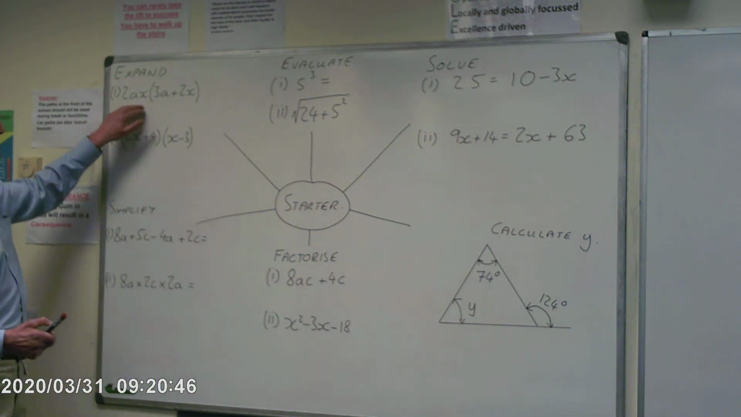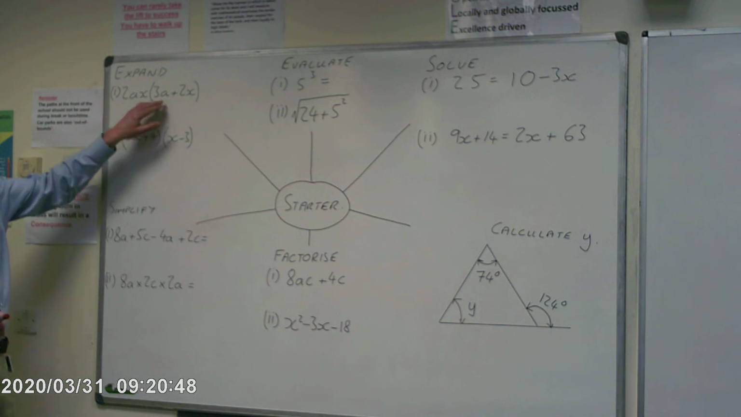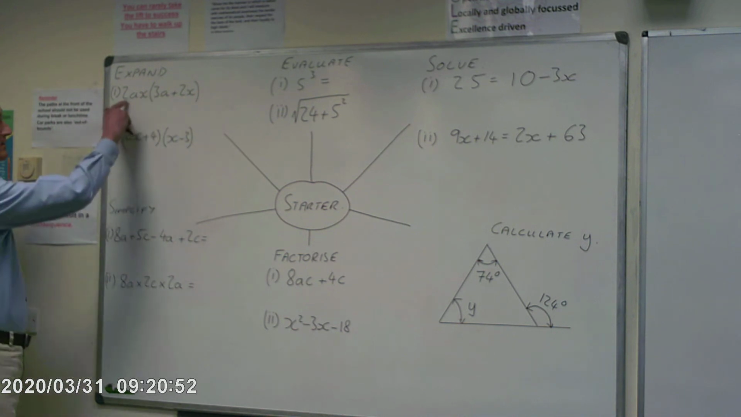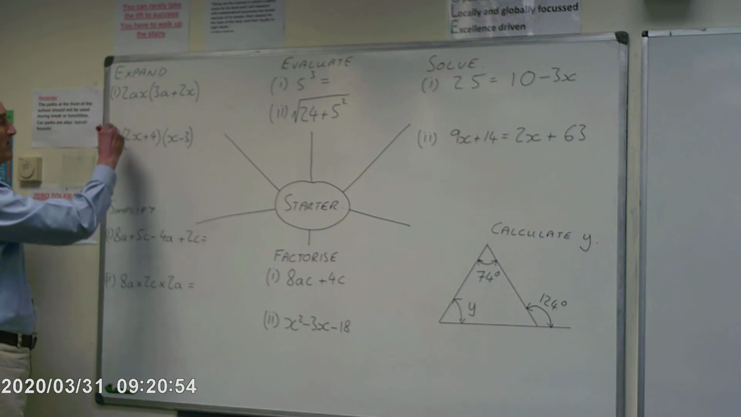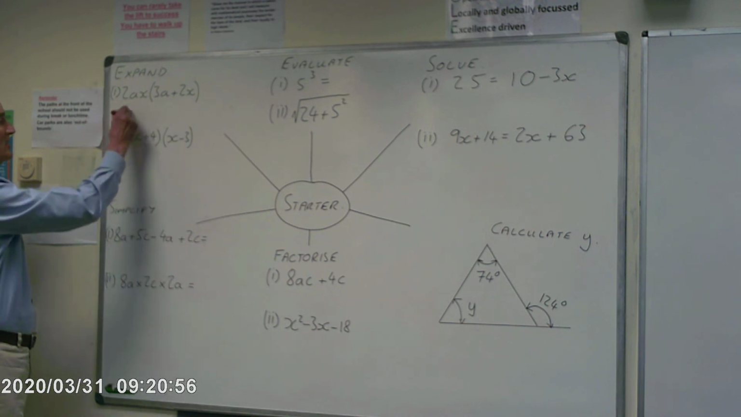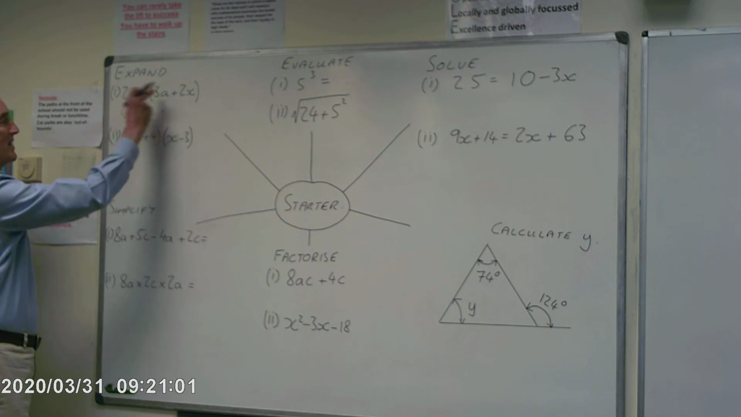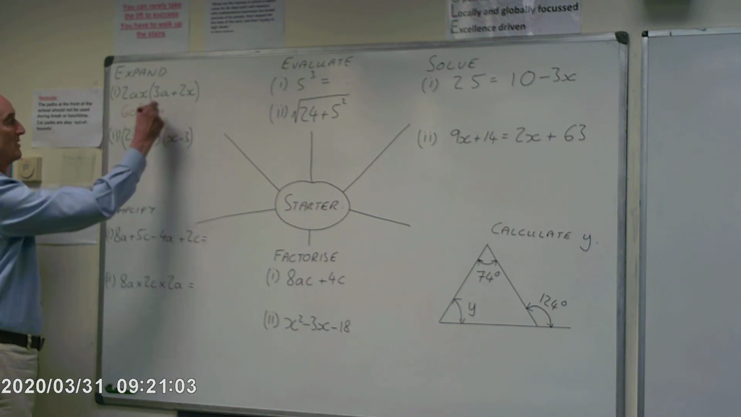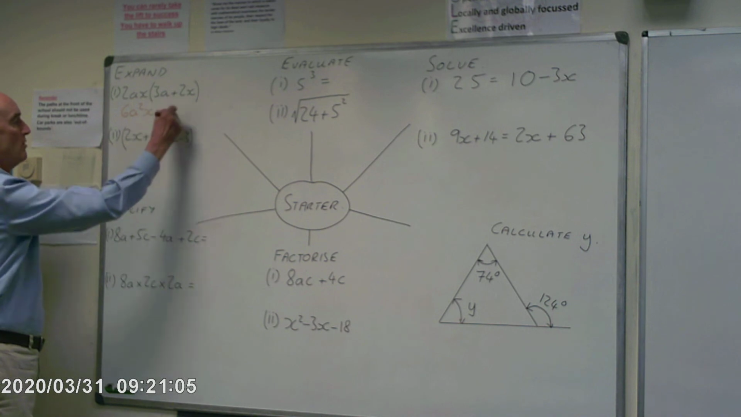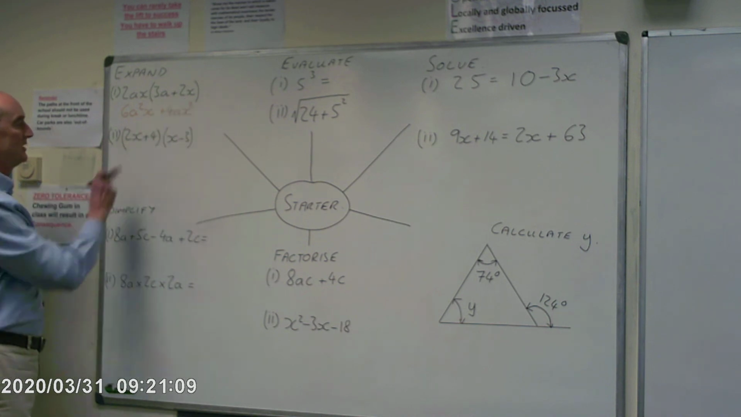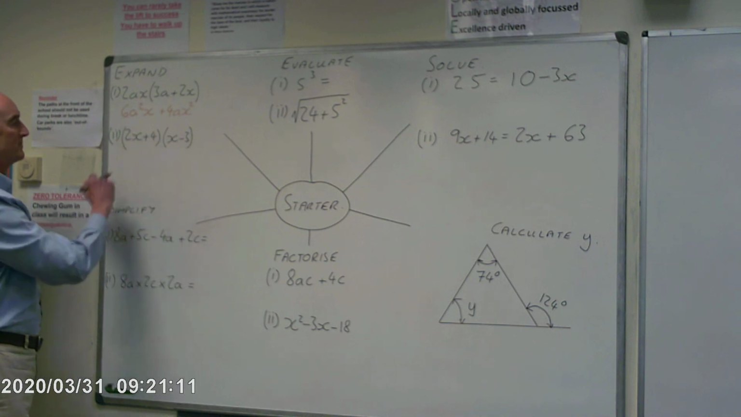Okay, expand out. Multiply everything inside the bracket by what's outside the bracket. 2ax multiplied by 3a is 6a squared x. 2ax multiplied by 2x is 4ax squared.